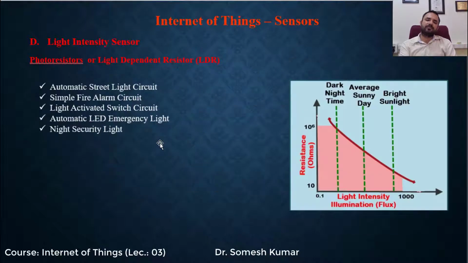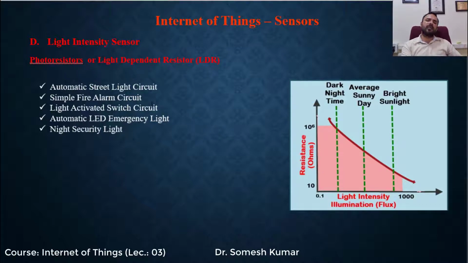So this diagram shows the resistance versus the light intensity. When the light intensity is increased, its resistance is decreased. So in the dark, when the light intensity is low, its resistance is high, and in bright sunlight, when the light intensity is high, the resistance of the LDR is low.